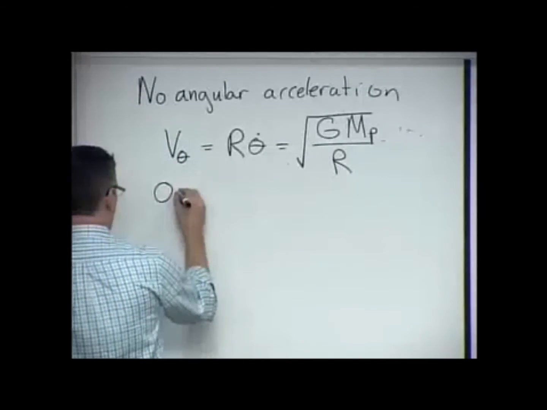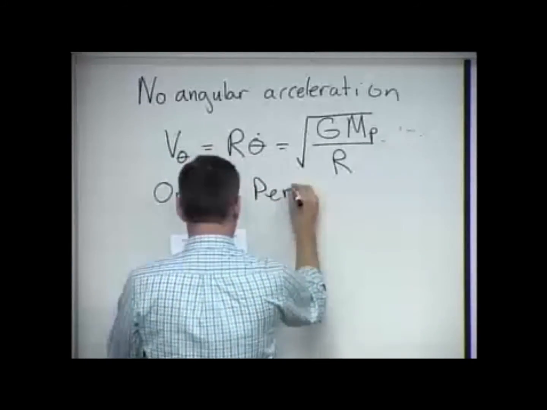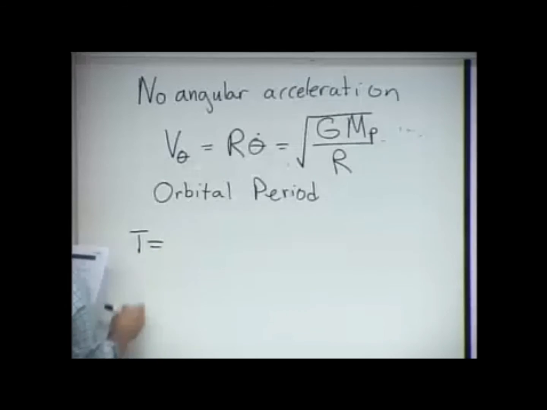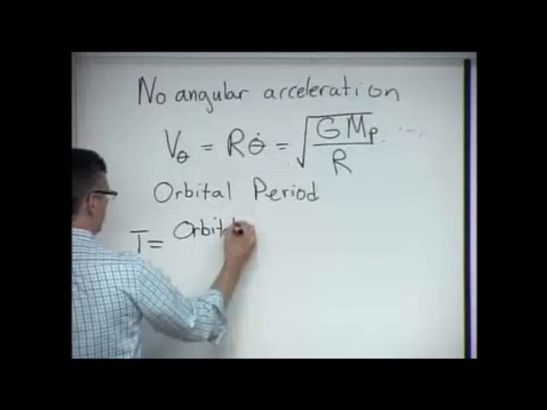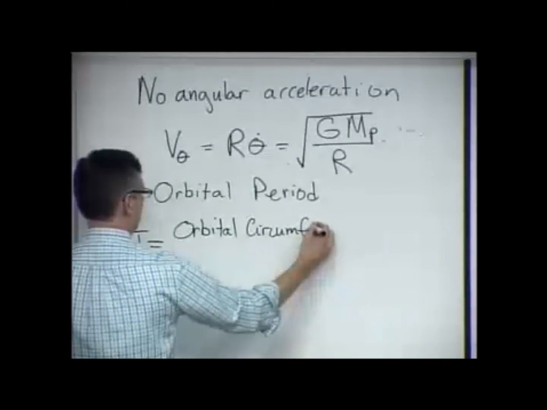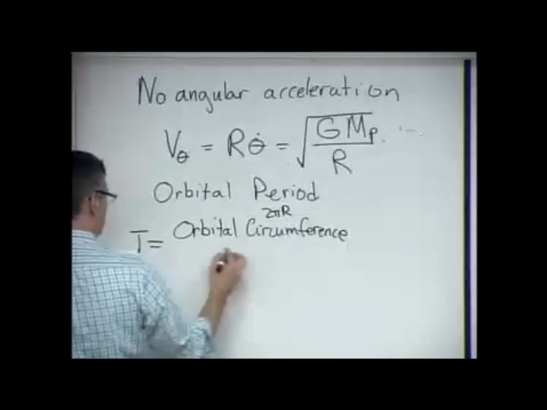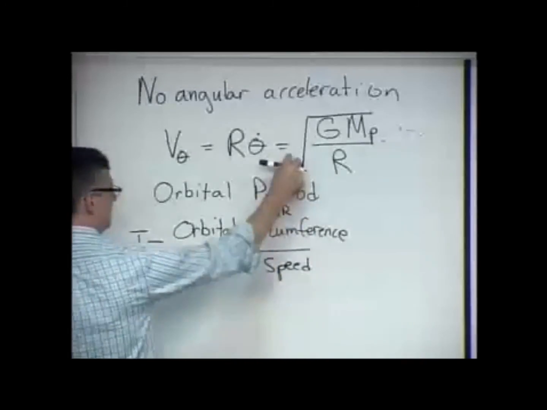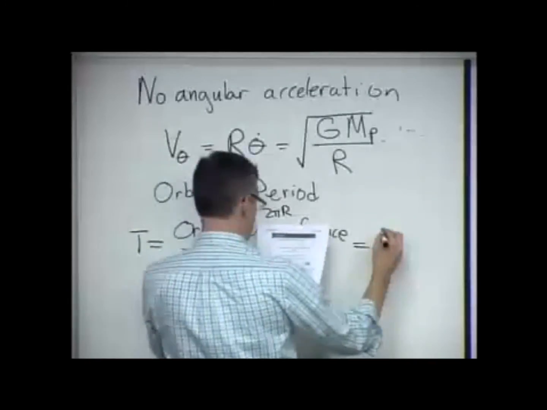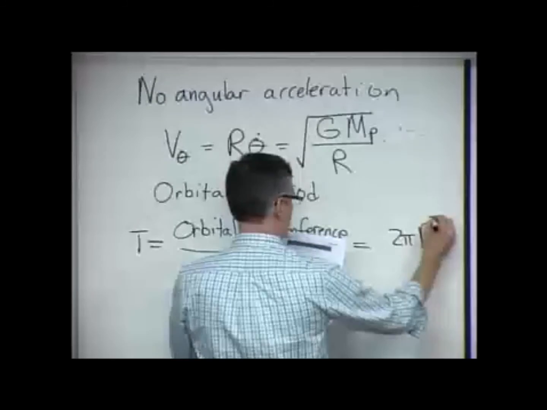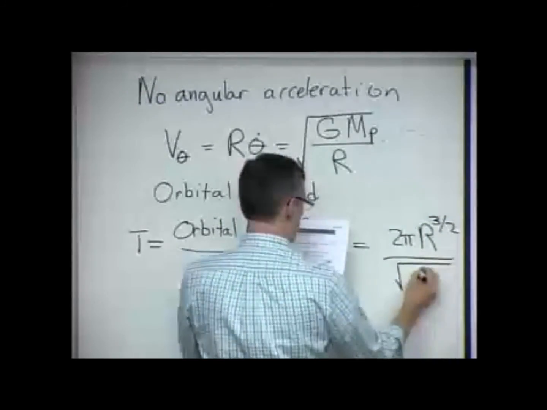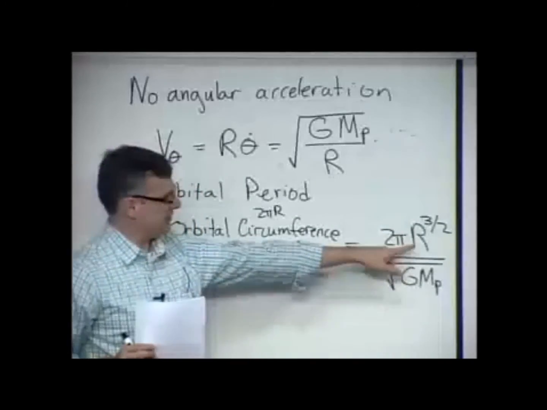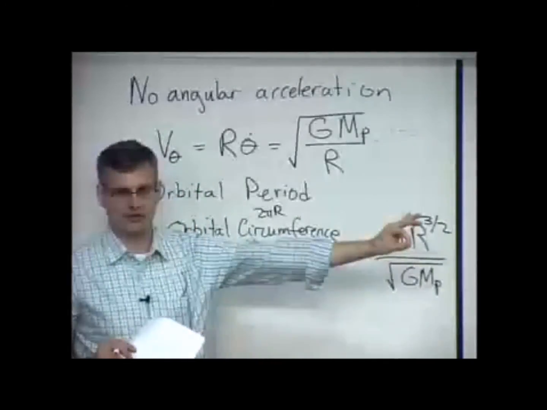Let's write an expression for orbital period because it'll help us out later. Orbital period: how long does it take a spacecraft to make one revolution in a circular orbit? We always give it the value T. It's the orbital circumference, that's basically 2 pi r, divided by orbital speed, which we have here as this expression. So if I plug those in, I get 2 pi r to the 3/2 divided by the square root of GMp. So you can see that as I move farther, there's a more than linear dependence between the distance away from the planet and the orbital period.